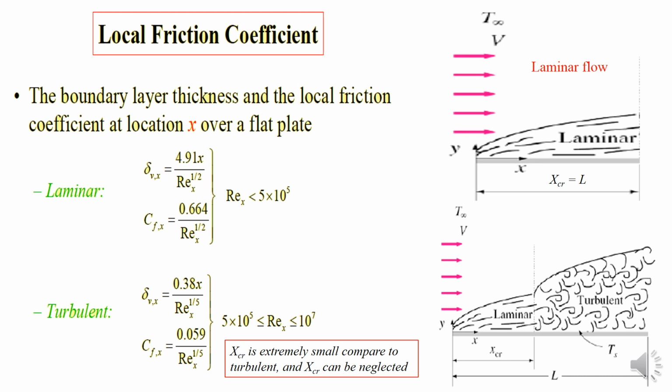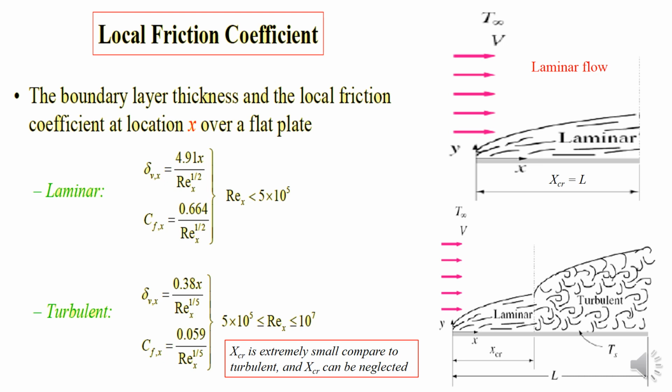So from the Reynolds number, we can calculate the local friction coefficient. It is called local since we can calculate the friction coefficient at location x over the plate, meaning at a certain value. So we have these two equations for laminar and turbulent, and you can see we should calculate the Reynolds number first, and if the Reynolds number is below 5 times 10 to the power of 5, we can use the laminar equation, and if it is above it, then we can use the turbulent equation.